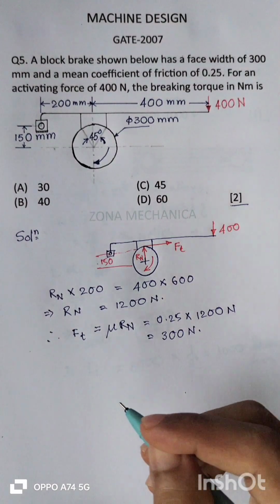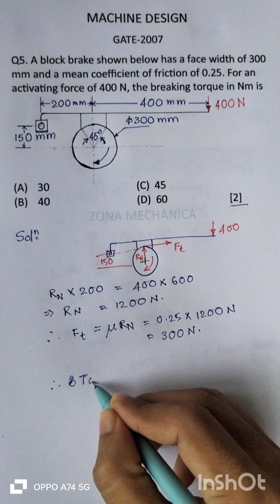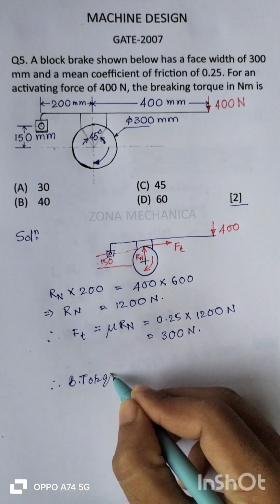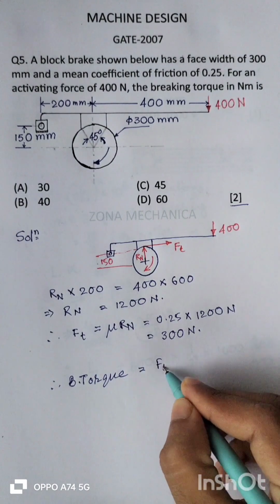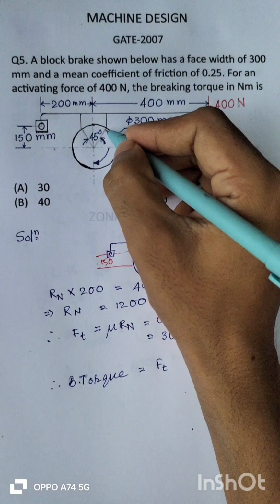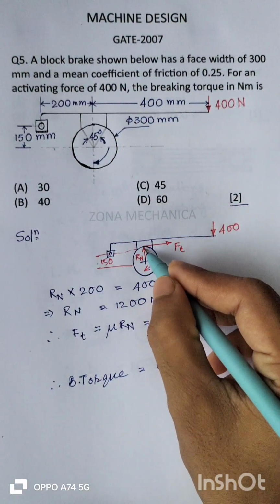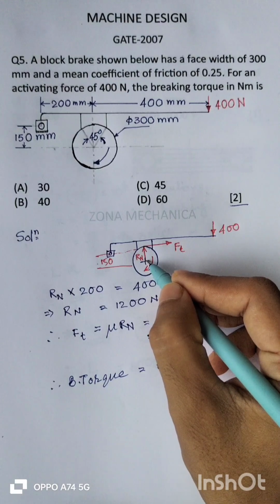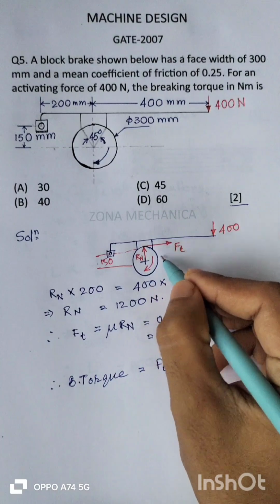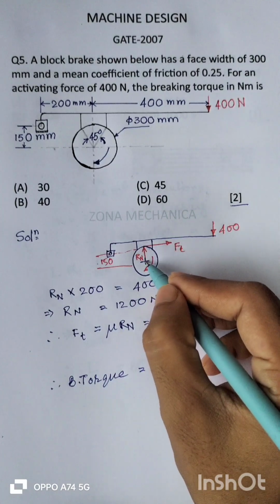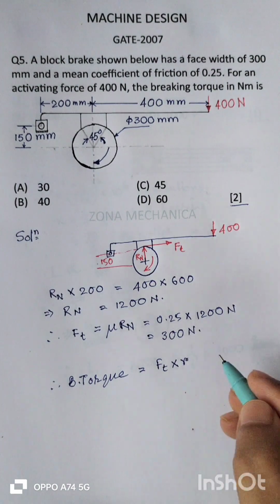Now the braking torque will be Ft. See, braking torque is nothing but this braking force into this distance, that is the radius of the drum or wheel. This is the force and this is the distance, so braking torque is force multiplied by this distance, that is Ft into R, the radius of the wheel.